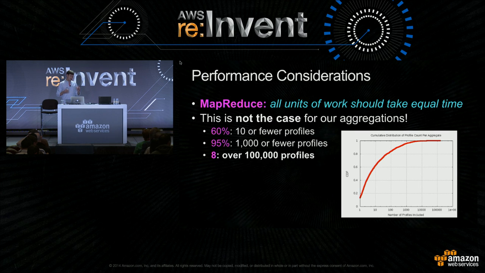So 60% easy. Even 95% isn't so bad. 95% of them contain 1,000 or fewer profiles, not so bad. But there are 8 files that we generate every day that contain over 100,000 profiles. You can probably imagine what some of those are, like the one that contains everything, for example, is the big offender.